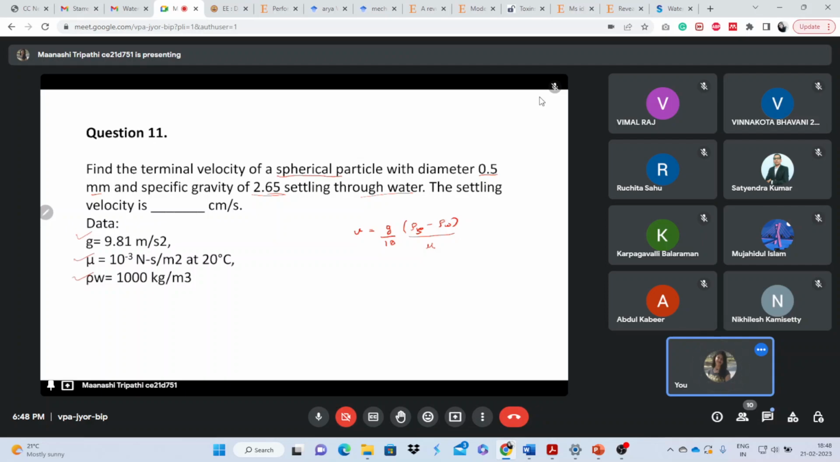Okay, please try to solve this question. At least try. This question is in 2-3 parts. So this is the first part. Please give me the answer for the first part. And please be very well aware about the units. This is meter per second square, Newton second per meter square at 20 degrees Celsius. This is kg per meter cube, but we want answer in centimeter per second. And the particle diameter is 0.5 mm. So be very careful, be very consistent with the units. Try to change all the units into a single unit, then start the question. Give me the answer for the first part.